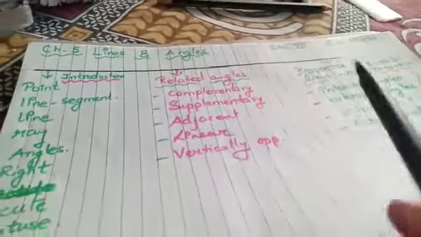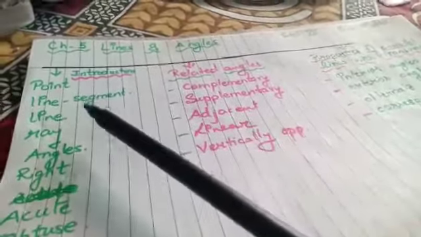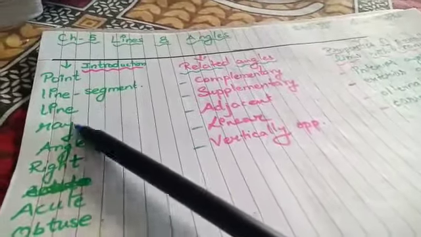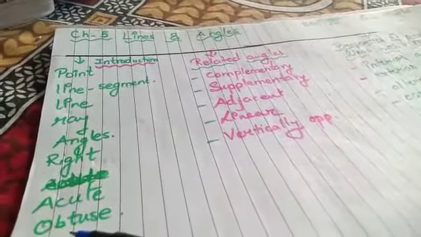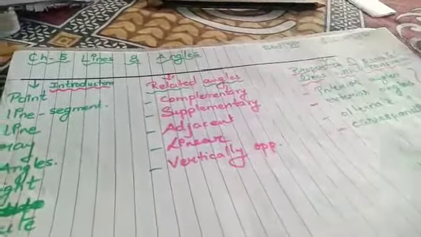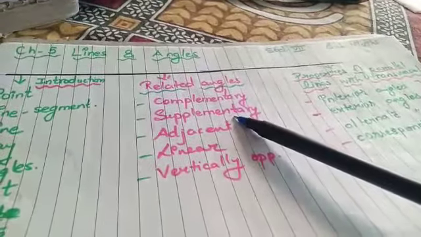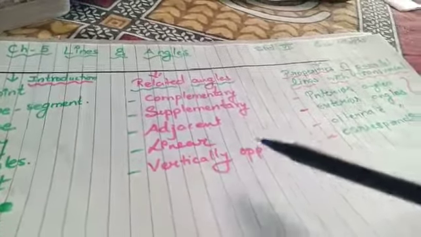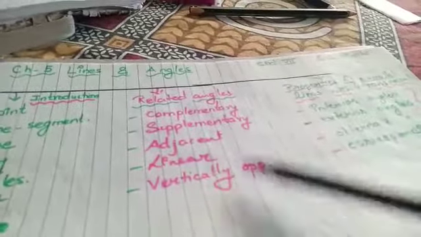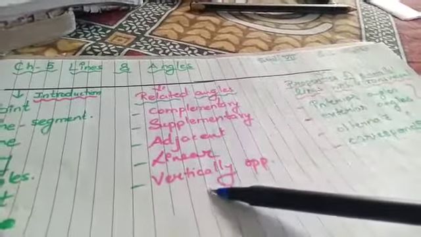This is the flow chart I have drawn. What are the points we are going to learn in this chapter? First, in the introduction we will learn what is point, line segment, line, ray, angle, right angle, acute angle, obtuse angle. You have learned this in previous standards also. This is new in standard 7. So related angles we are going to learn: complementary angle, supplementary, adjacent angle, linear pair of angle, and vertically opposite angles also we are going to learn in this chapter again.